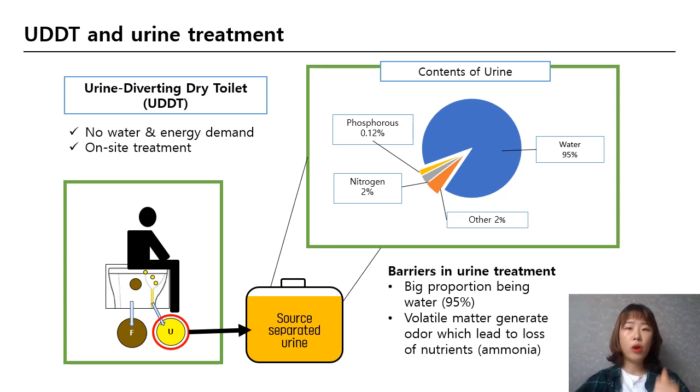Let's focus more on the urine treatment part. Urine contains about 95% of water and only a little volume of nutrients like phosphorus and nitrogen, which we plan to use as a fertilizer. Until now, many have tried to recover these nutrients more effectively in many ways, especially by adding additives.